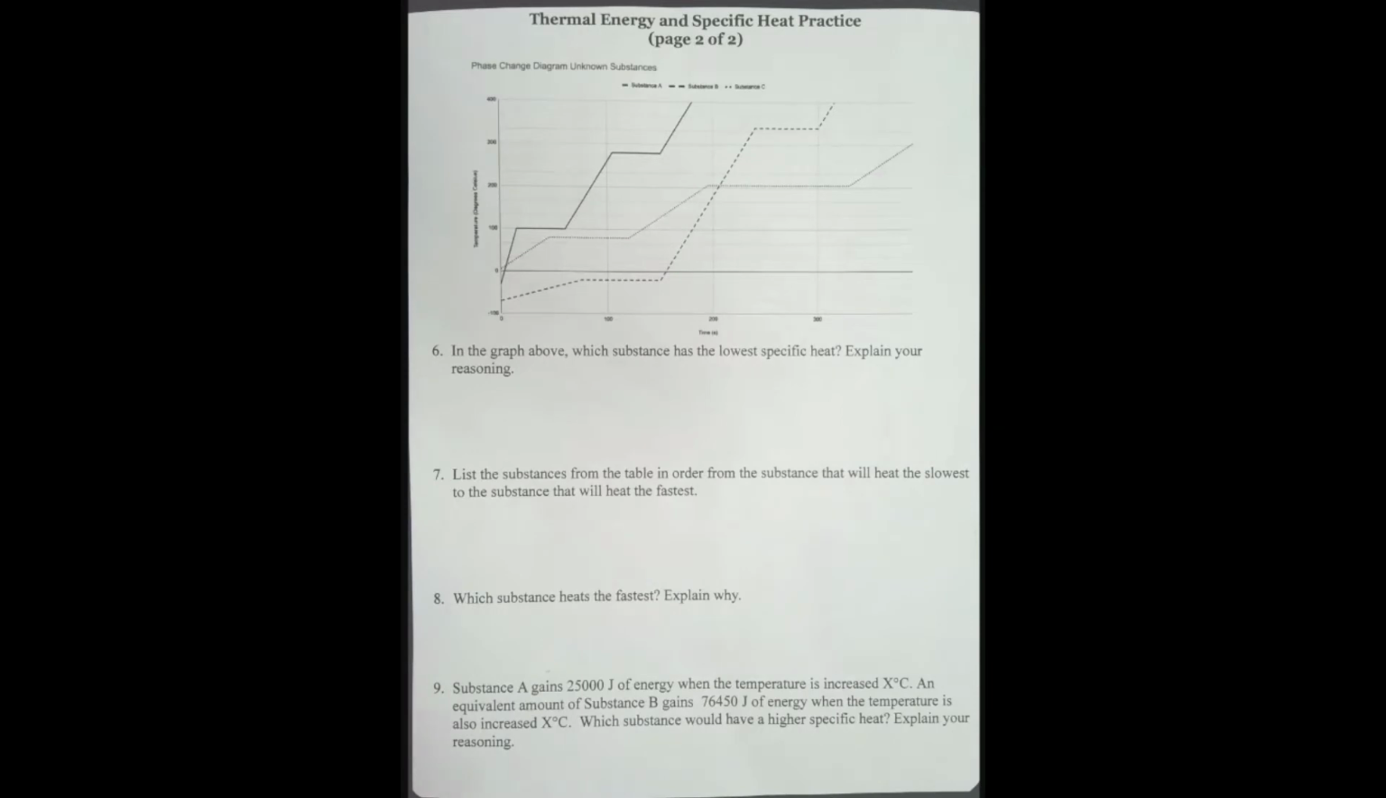Just wanted to talk to you a little bit about this. This is page 2 of the thermal energy and specific heat practice, and this is all about reading phase change diagrams of 3 different substances. Now, one of the things I want you to remember is that in chemistry class early on, we spent a lot of time dealing with liquid water, frozen water, otherwise known as ice, and vaporized water, otherwise known as water vapor. And we deal a lot with the freezing and melting and boiling points of those substances.